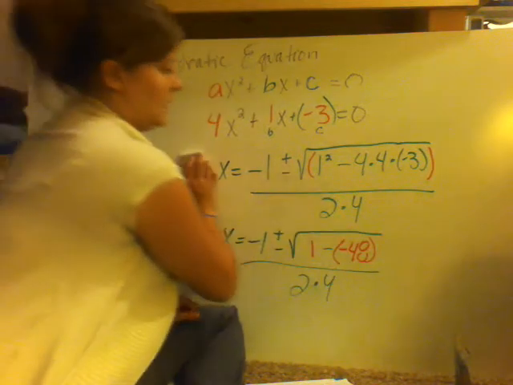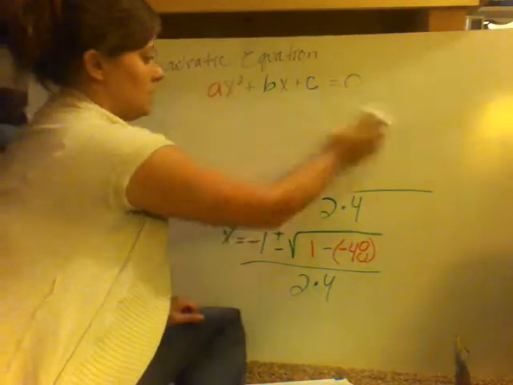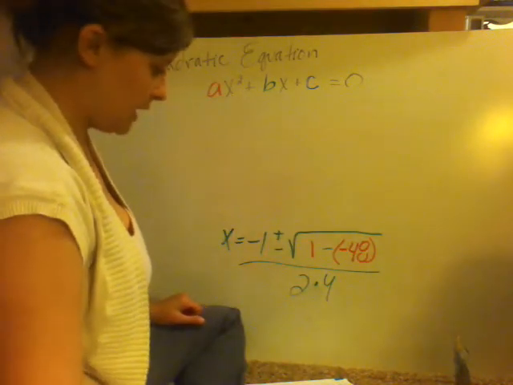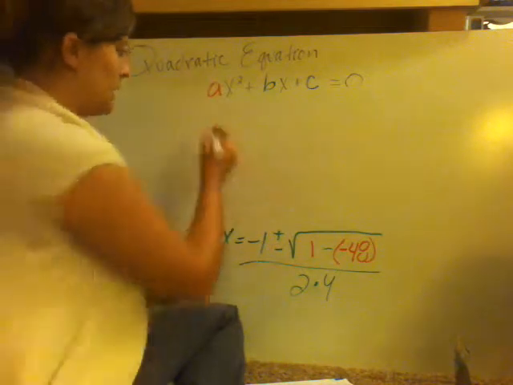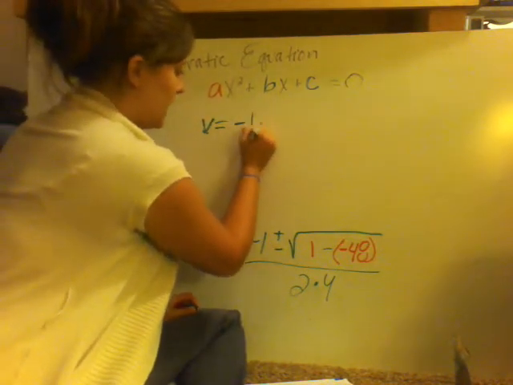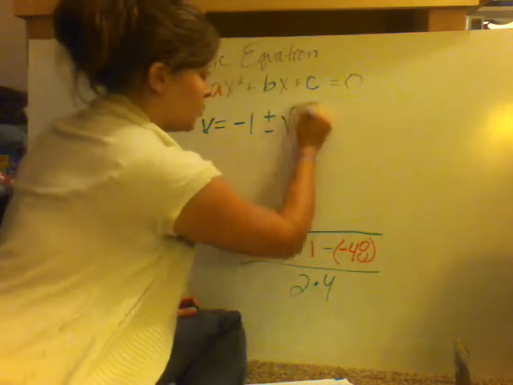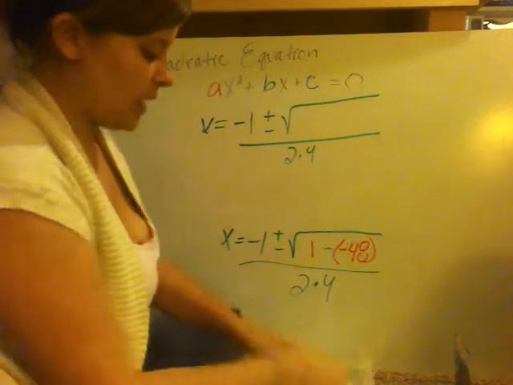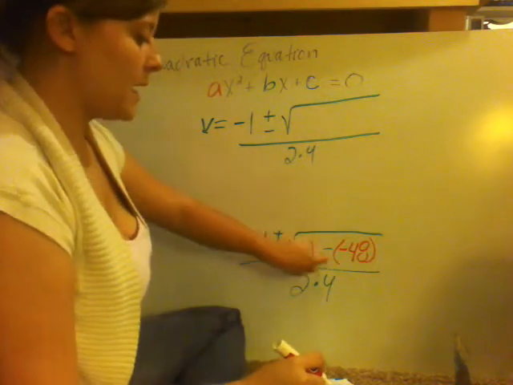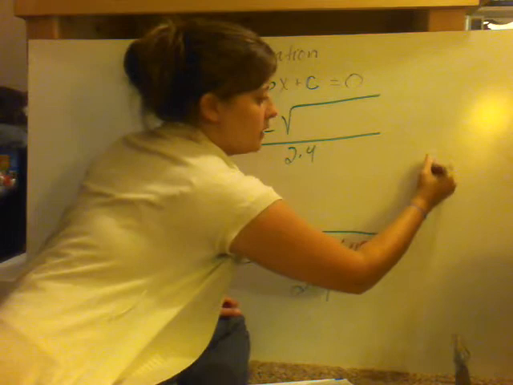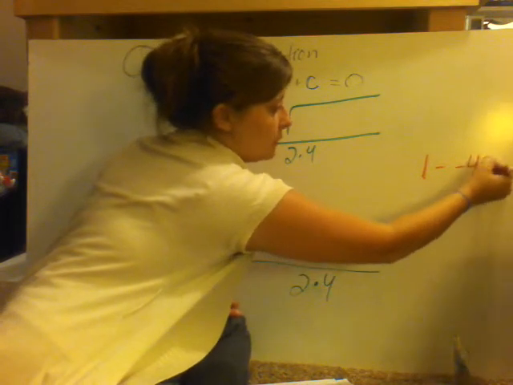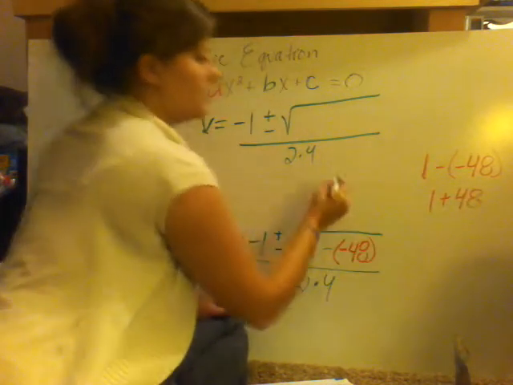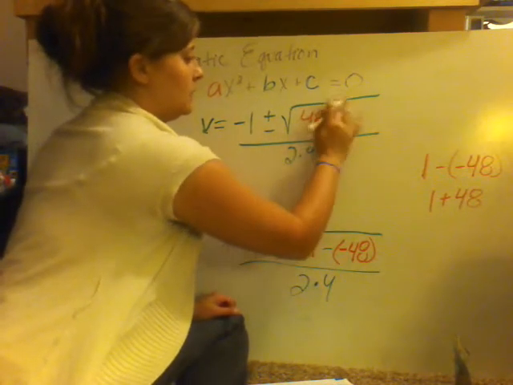So I'm going to erase this part here because I don't need this anymore. And I'm going to say, alright, next I've got x is equal to -1 plus or minus the square root, all over 2 times 4. So now I'm going to do my math inside my square root. 1 minus a negative 48 is the same as 1 plus 48. So that gives me 49. That's a little long.